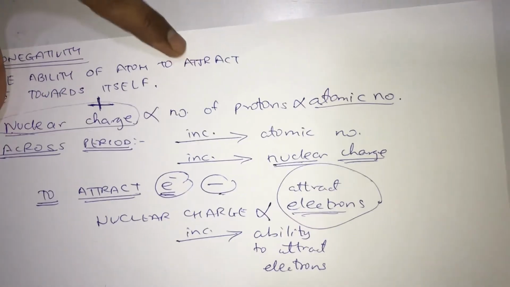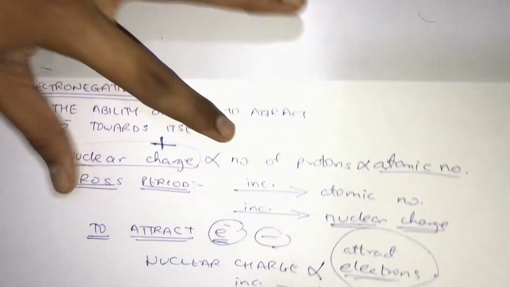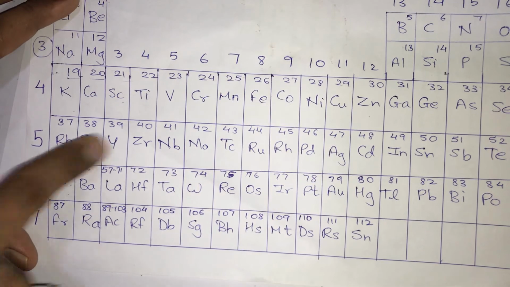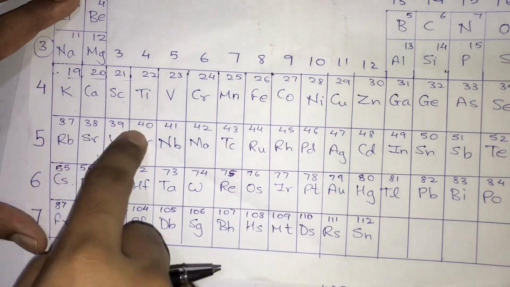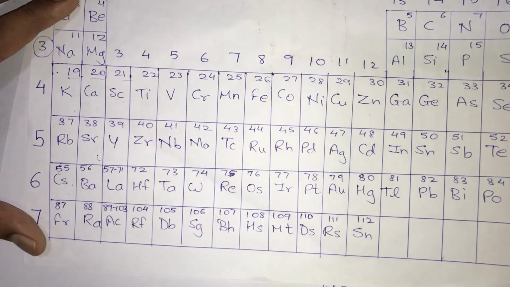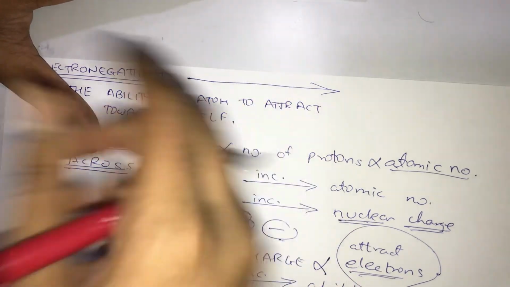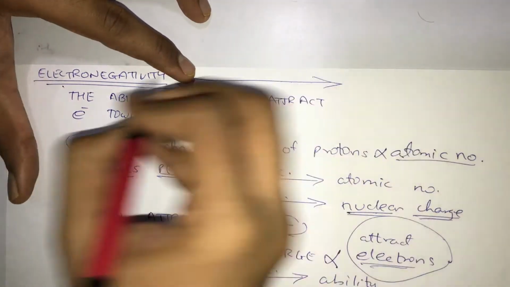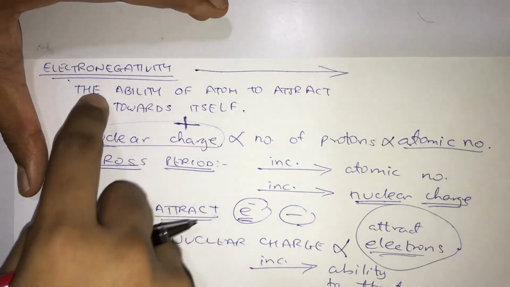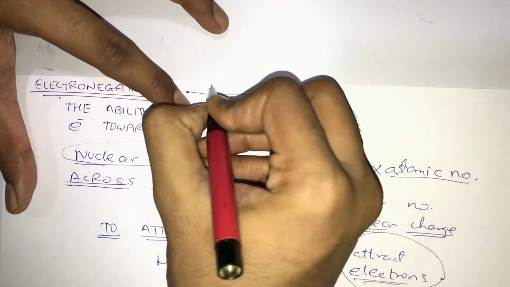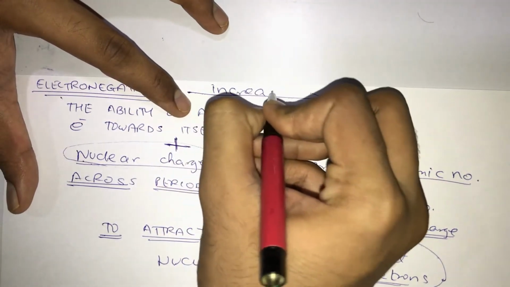So can I conclude that in any period, we took the fourth period as our example, but if you consider any of the periods, as you are moving from left to right, the atomic number keeps on increasing, it is never decreasing. So for any period, if you move from left to right, the electronegativity, which is nothing but the ability to attract electrons, is going to increase.